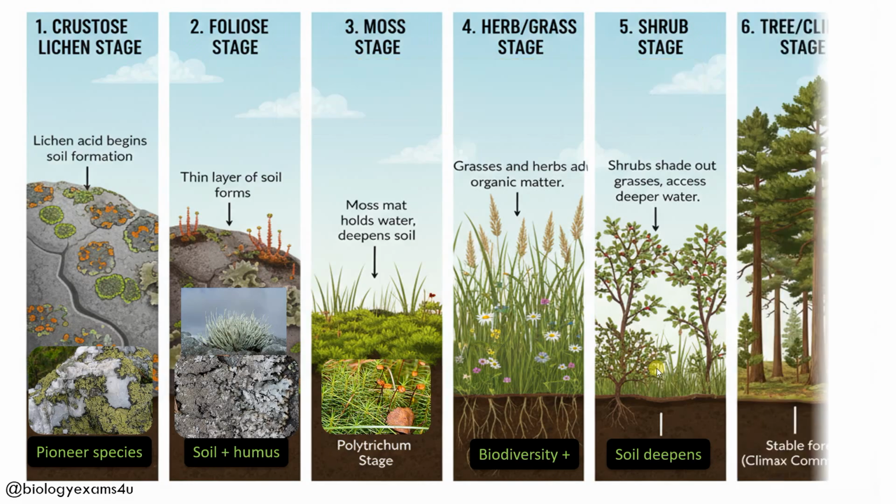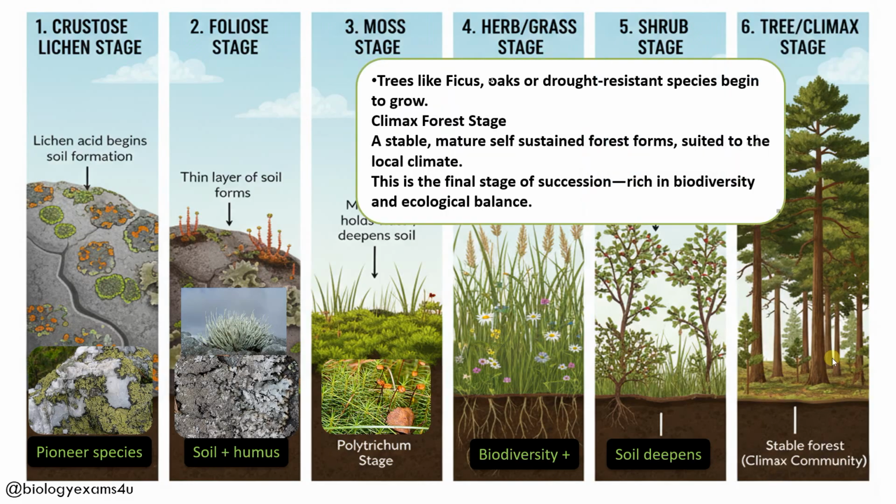And the final stage is called the tree stage or the climax stage. Trees like ficus in tropical regions, whereas oaks in temperate regions, these are drought-resistant species that begin to appear first. In the final stage, a stable, mature, self-sustained forest forms that is suited to the local climate. And this is the final stage of succession, which is self-sustained and self-reliant, which is rich in biodiversity and ecological balance. So for this process to happen, for a primary succession, it takes more than 1,000 years. That is why a forest once destroyed, it's very difficult to recreate this composition.